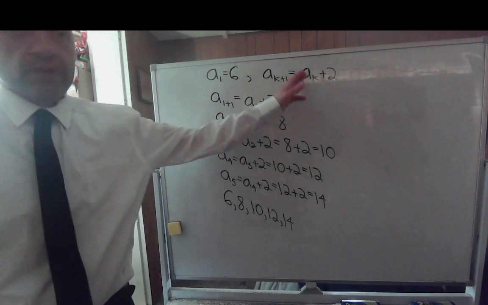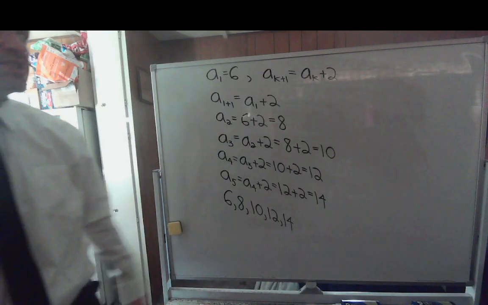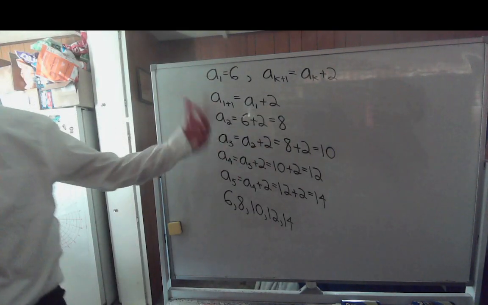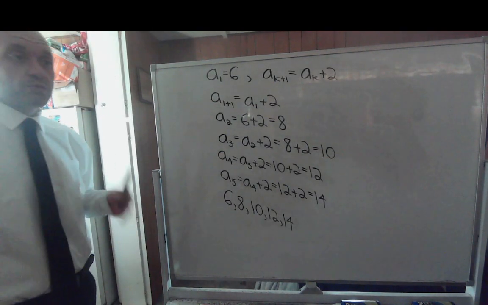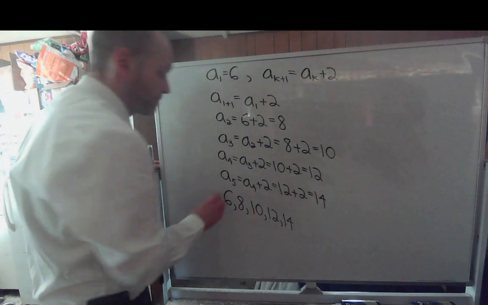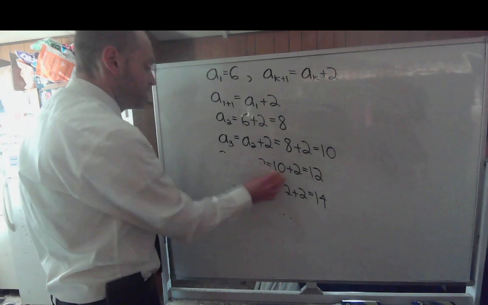You could think of it like regression. That's how you could think of recursive. You have to know a previous term in order to find the next term. Whereas in the explicit formula, you're able to find any term out of order. Let's do another recursive.